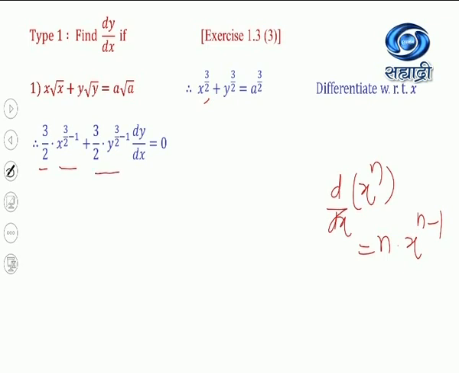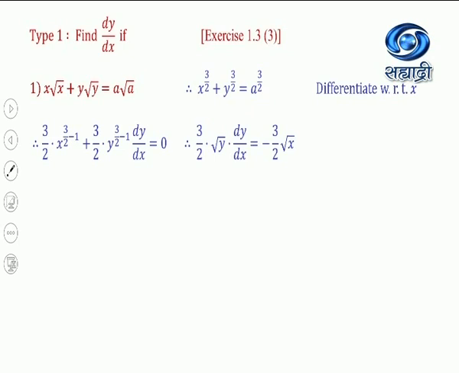Same thing is here: 3 by 2 into y to the power 3 by 2 minus 1 into dy by dx. Now on right hand side, a to the power 3 by 2 is a constant and its derivative is 0. So I write here derivative of a to the power 3 by 2 is 0. Now 3 by 2 into root y, because 3 by 2 minus 1, that is 3 minus 2 upon 2, that is 1 by 2, that is half. So y raised to half, that is root y, into dy by dx.